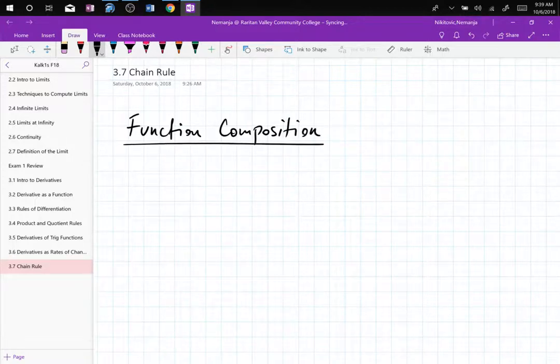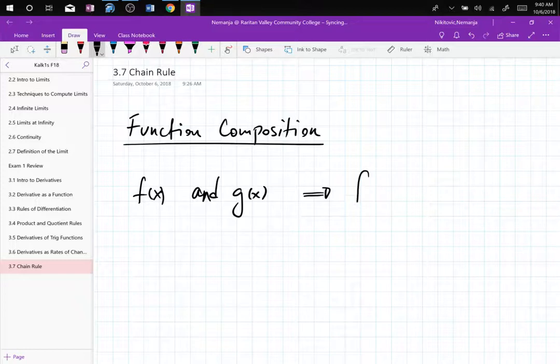So function composition is taught in pre-calculus, and it has to do with plugging one function in another function to create a third function that will have its own domain, range, and properties. So we have two functions, some f of x and some g of x. And what we do is we create function composition.